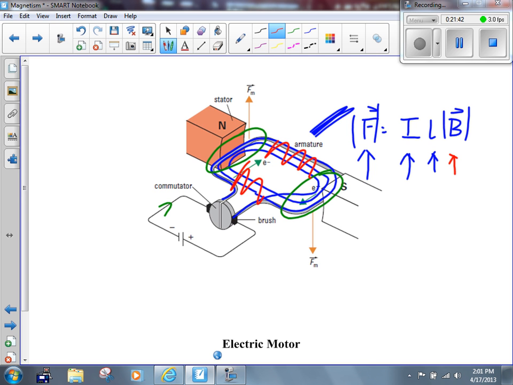When you pull the trigger on that drill, what are you doing? You're not changing the length of the wire. You're not changing the magnetic field strength. You're changing the current. Okay, when you pull the trigger, you're allowing more current to flow through the motor, which gives you a stronger magnetic force, which allows it to spin faster.